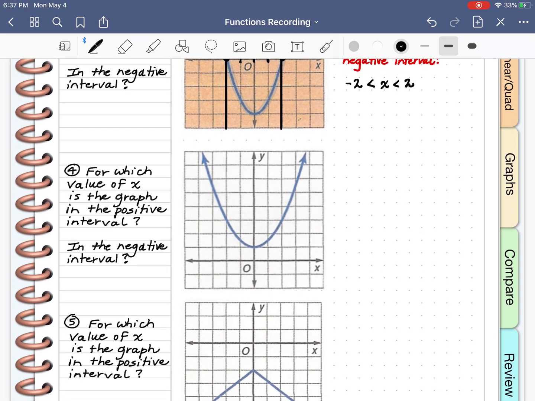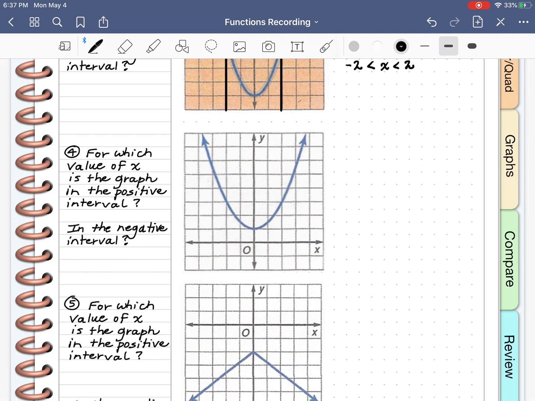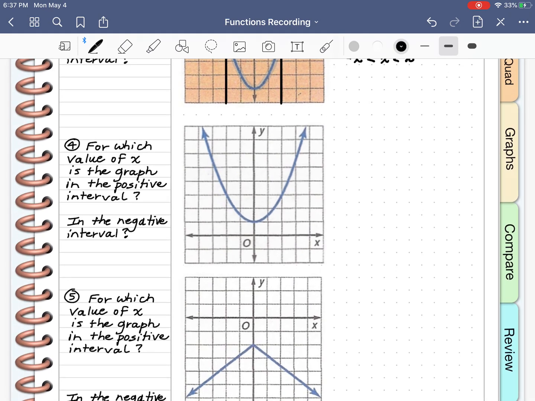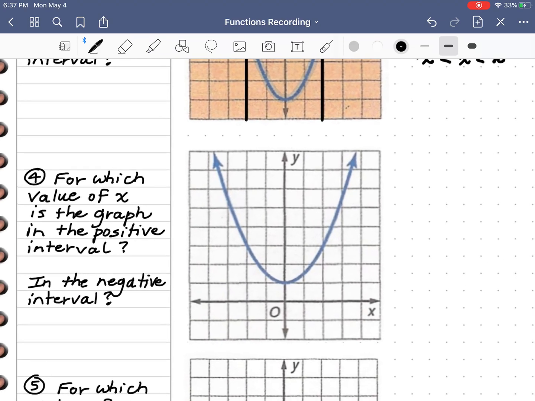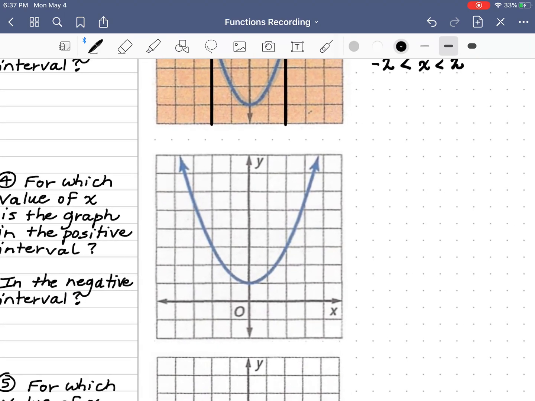All right, for which value of x is the graph in the positive interval and in the negative interval? Well, if we look at this graph, something very interesting is happening here.